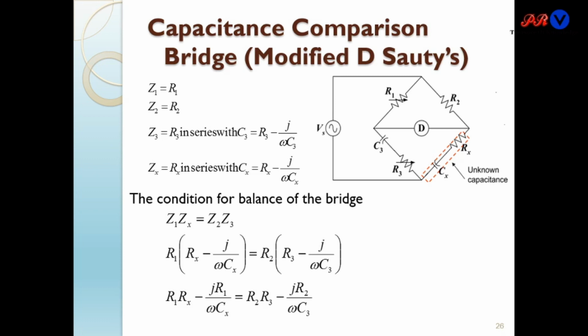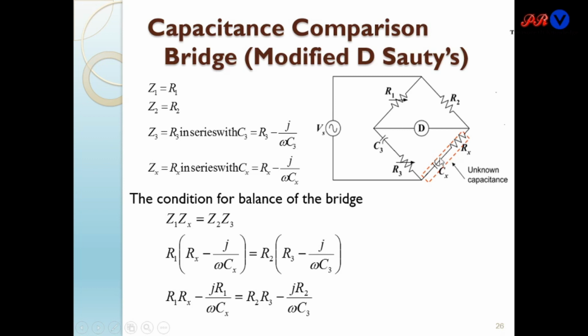Capacitance comparison bridge or modified de Sauty bridge. So as I told you, this bridge is used for the measurement of capacitors which have dielectric losses. So here is the calculation part or balance condition part of the bridge. Z1 is equal to R1 and Z2 is equal to R2. Z3 is R3 in series with C3. R3 is simply taken as its magnitude, and the reactance of C3 is minus j by omega C3.